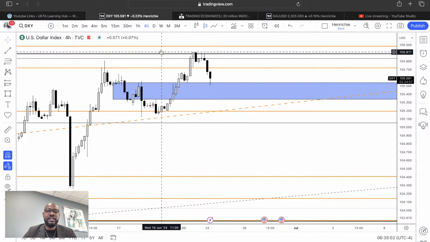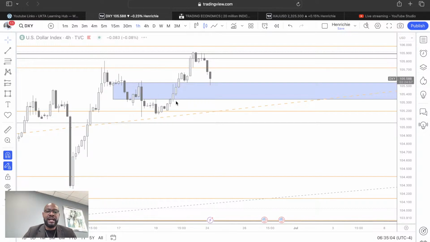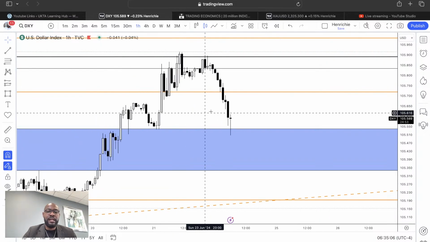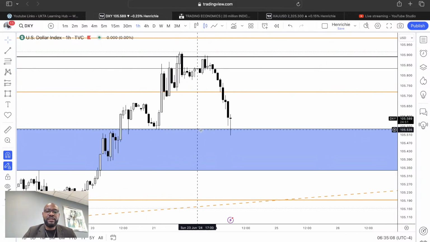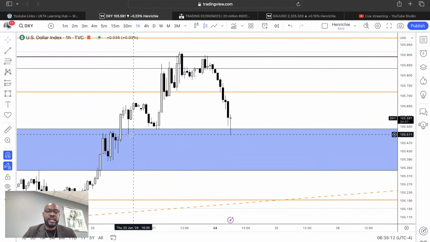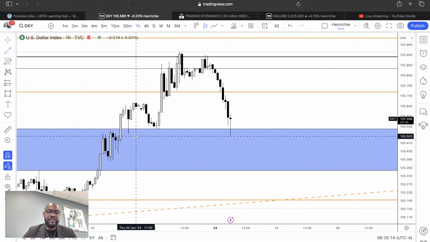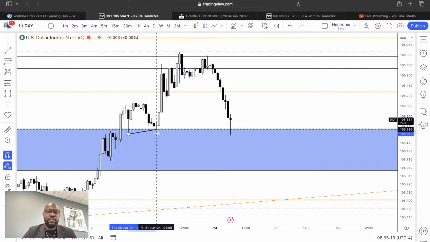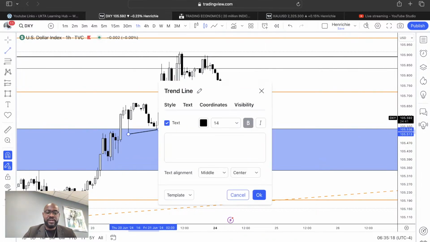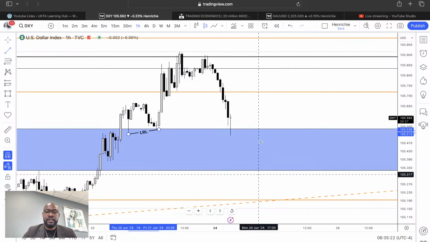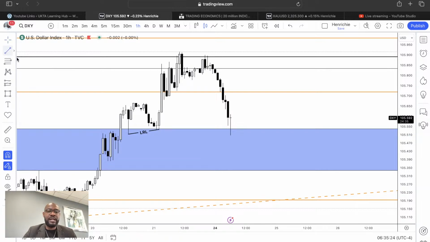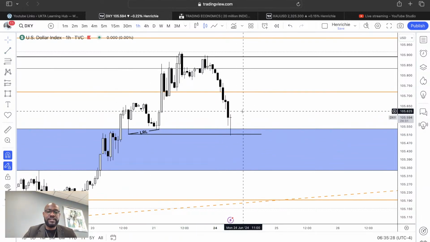Price took that liquidity, and if we even scale down into the smaller time frame, you can also see that after taking that liquidity, we're seeing this rejection candle right there. Another thing to also put into perspective is the fact that we have this low resistance liquidity resting right here as well. You can see how nicely price came to the downside to take out that low resistance liquidity.